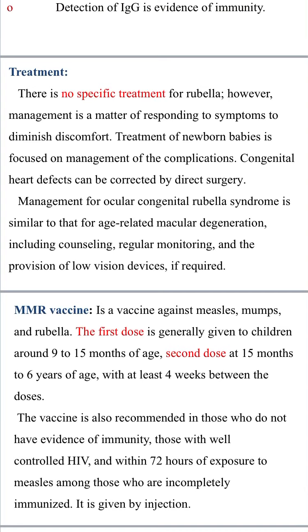This vaccine is also recommended in those who do not have evidence of immunity, those with well-controlled HIV, and within 72 hours of exposure to measles among those who are incompletely immunized. The vaccine is given by injection.